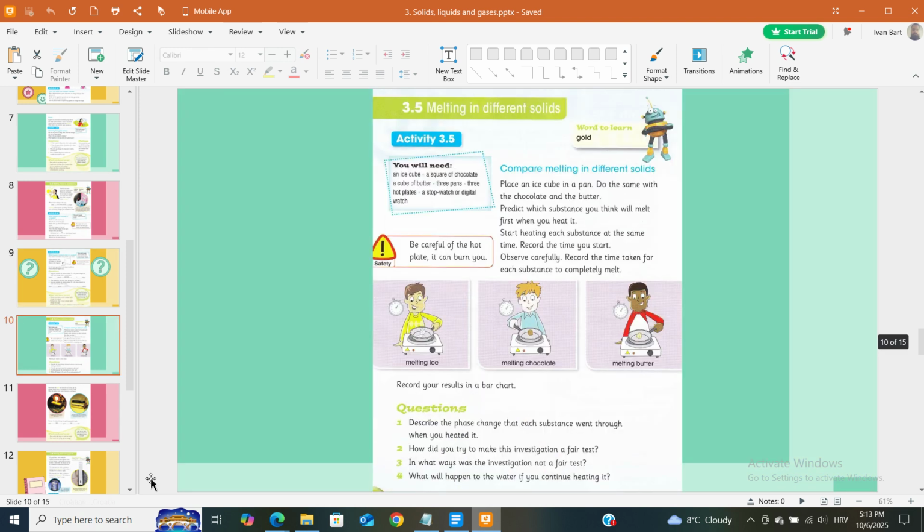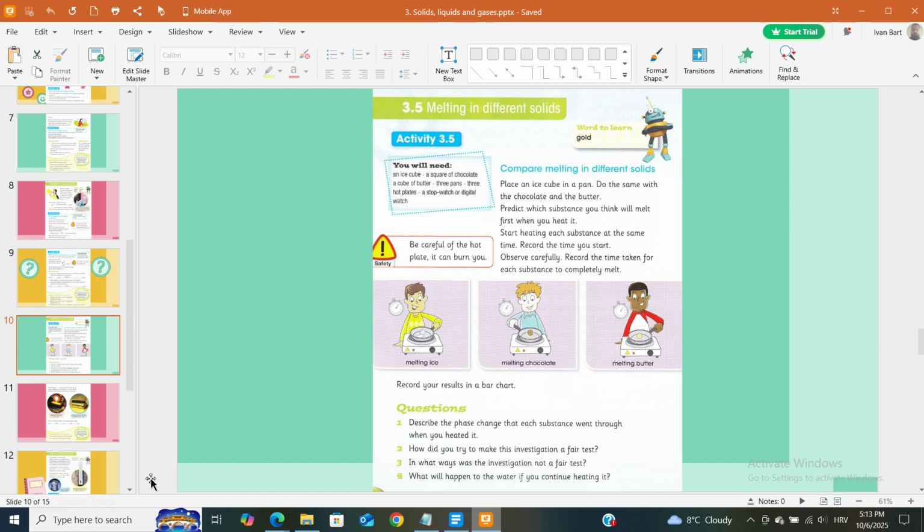3.5 Melting in different solids. Activity 3.5. You will need an ice cube, a square of chocolate, a cube of butter, 3 pans, 3 hot plates, a stopwatch or digital watch. Be careful of the hot plate, it can burn you. Safety. Word to learn: gold.